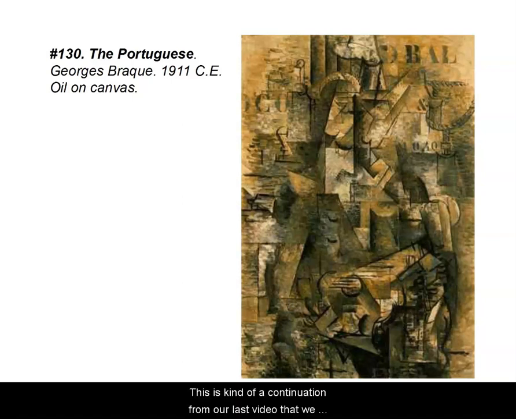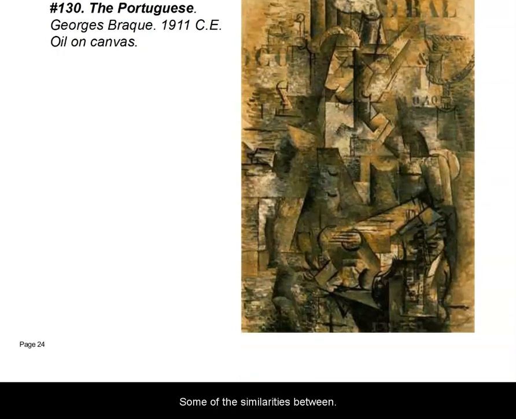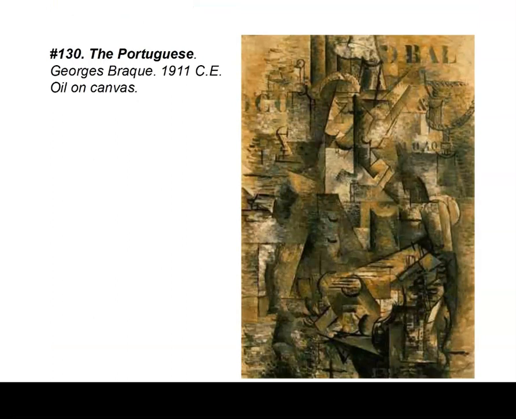This is kind of a continuation from our last video that we talked about with Picasso and Cézanne. I wanted to also loop George Braque into this piece because of his similarities and his connection to Picasso with analytic cubism. This is called The Portuguese, by George Braque, 1911, oil on canvas. We can immediately see some of the similarities between Picasso and George Braque.